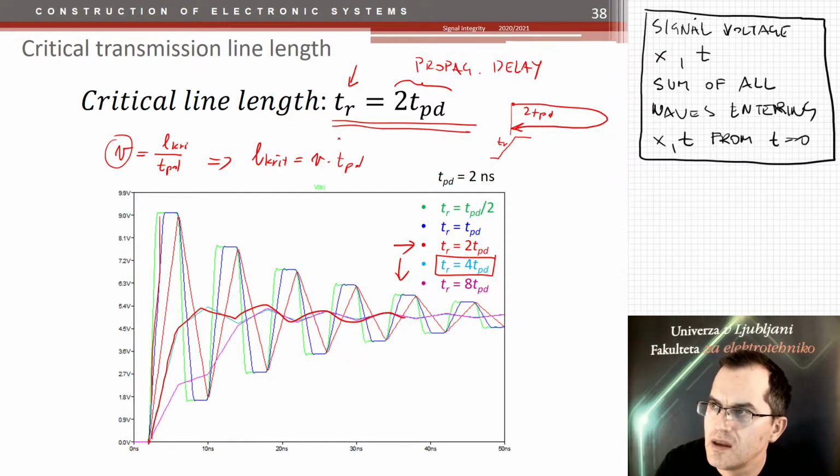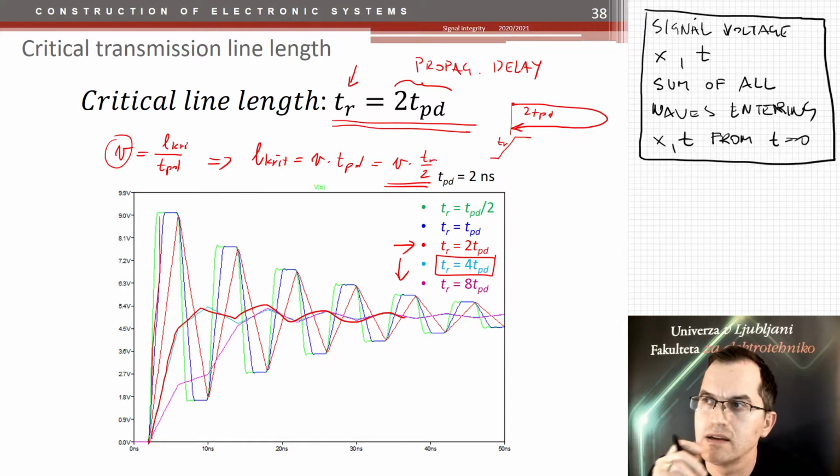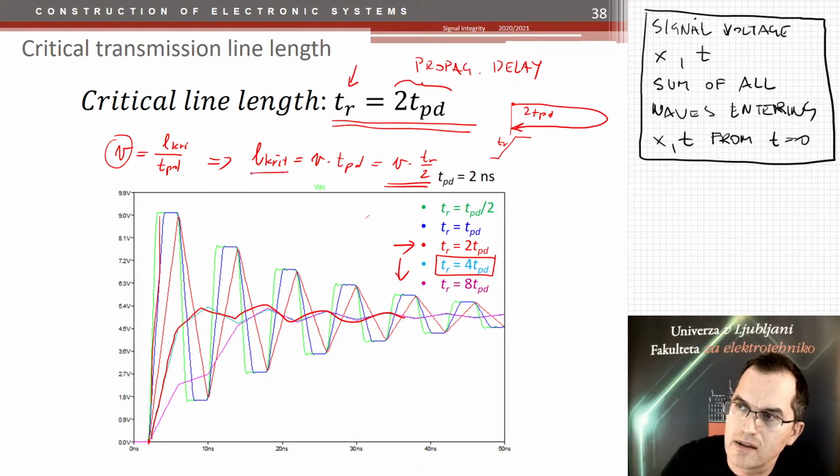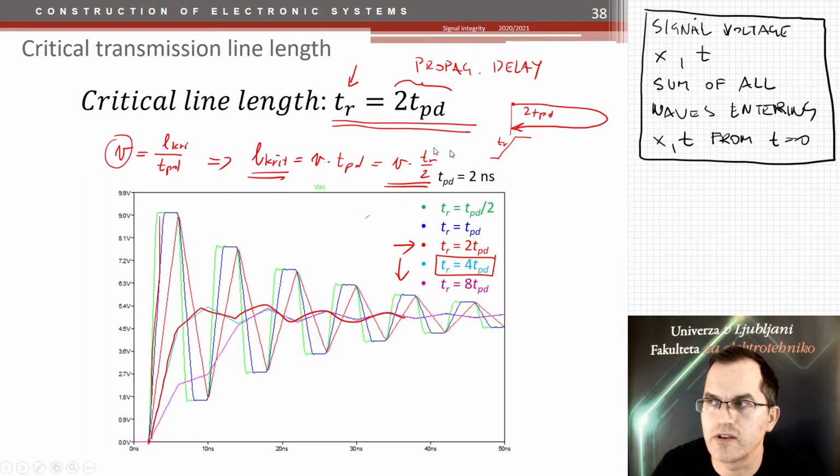and the TPD should actually be in the range of T rise over 2, and that's important. Now the rise time determines the critical line length, and if the rise time goes lower, the critical line length also is shorter, and if the speeds of the signal are slower, then the critical line also gets shorter, and that's important to know.